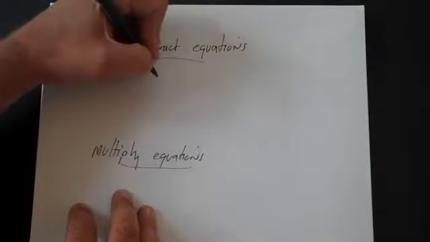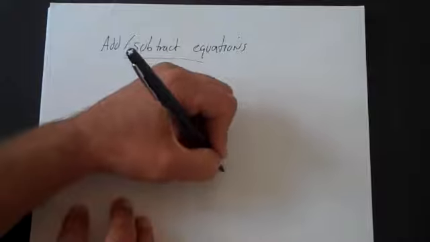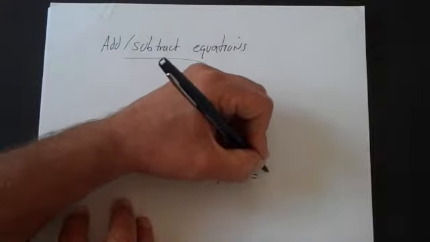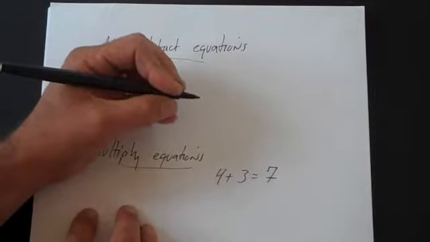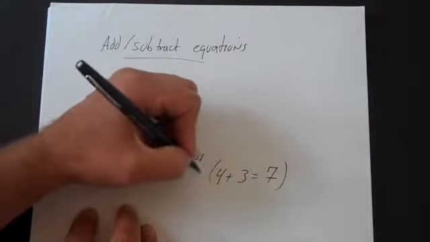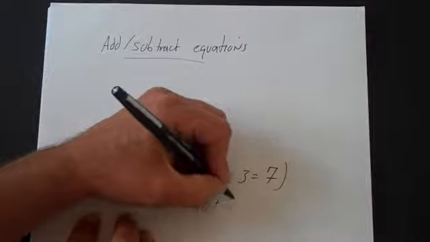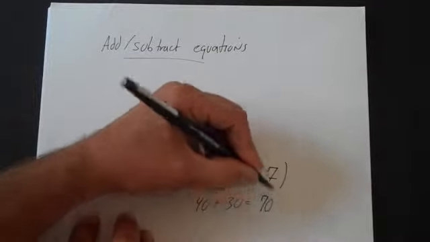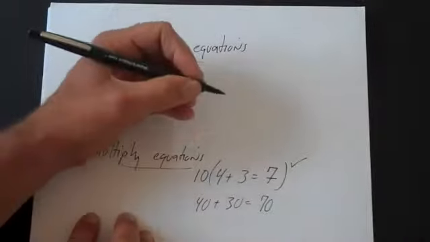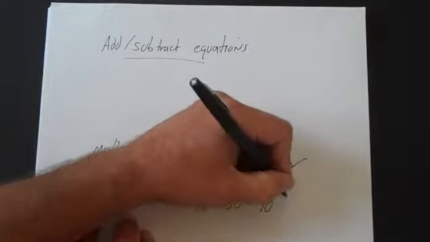For example, let's say we had 4 plus 3. Well, 4 plus 3 is 7. And let's multiply everything in that equation by 10. Then you would get 40 plus 30 is 70. Since 4 plus 3 is equal to 7, if you multiply everything by 10, it also must be true.